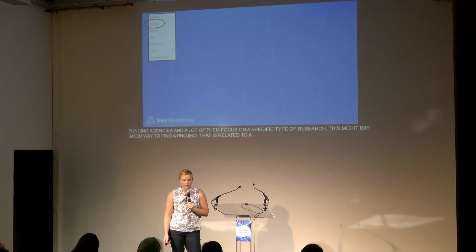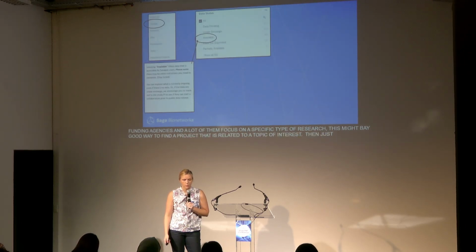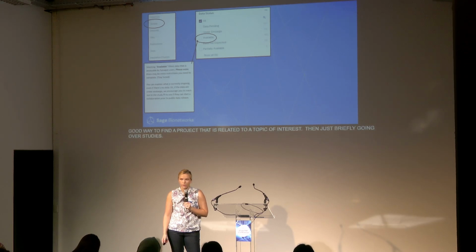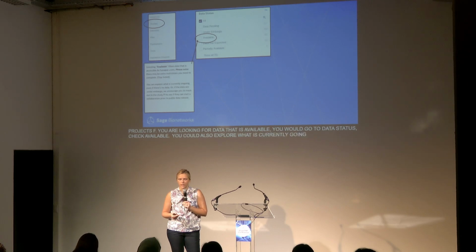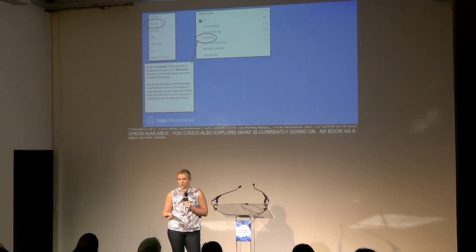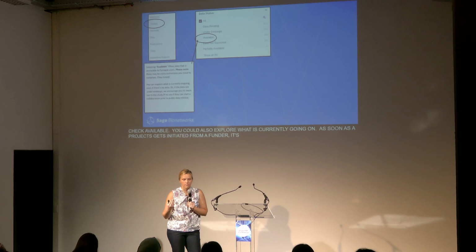Then just briefly going over studies. When you click studies, there'll be a few ways to filter your projects. If you're looking for data that is available, you would go to data status and check available. You could also explore what's currently going on. As soon as a project gets initiated from one of these funders, it's visible on our portal. If you click data pending, those would probably be the newer studies that have just gotten funded.